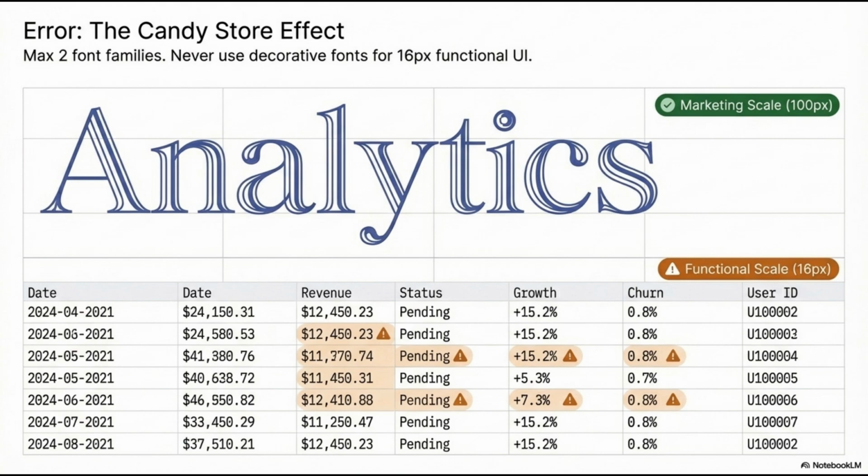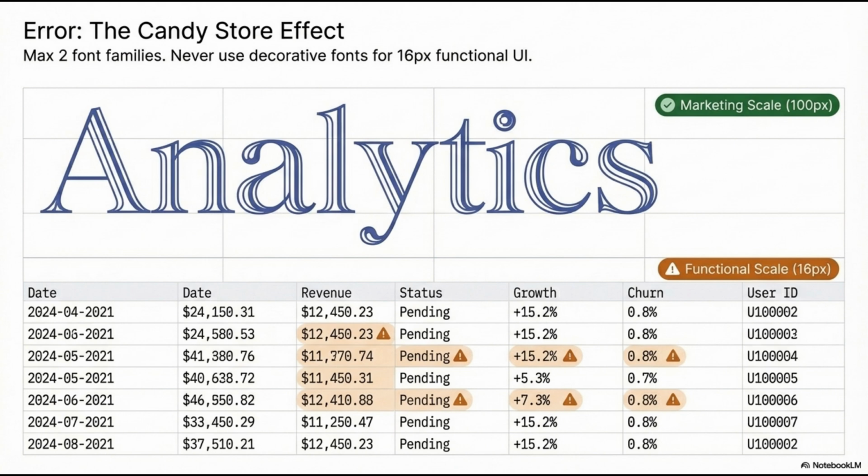As a baseline rule, limit your application to a maximum of 2 font families, usually just one highly legible sans serif for everything, and never, ever use decorative fonts for 16-pixel functional UI elements. Okay, so we have our visual syntax locked down. We understand the deployment trade-offs. The final piece of the puzzle here is sizing. How do we determine exactly how big each piece of text should be?